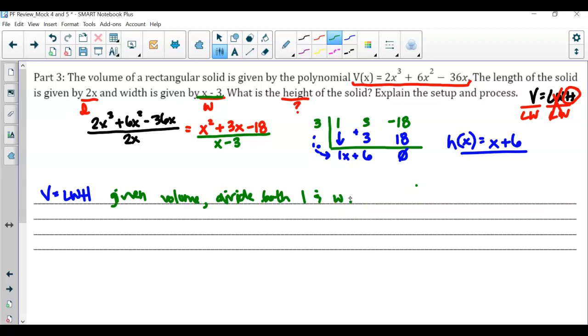Now, you could also explain, what did we use here? Well, here, when we divided by the width, we used synthetic division. You could also explain, why did we use synthetic division for this second time around when we divided by the width? There are other ways that you could solve this problem. This is just one way. But again, when you are explaining the setup and the process, make sure to talk about that.